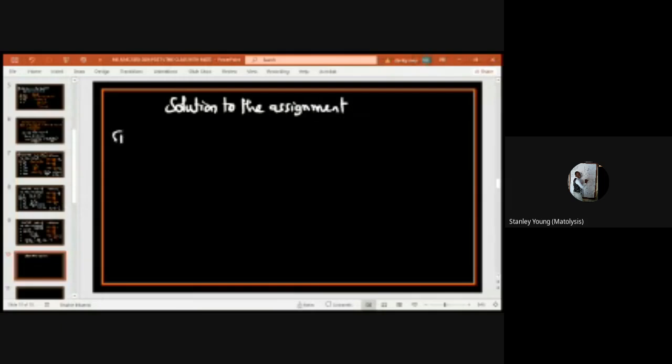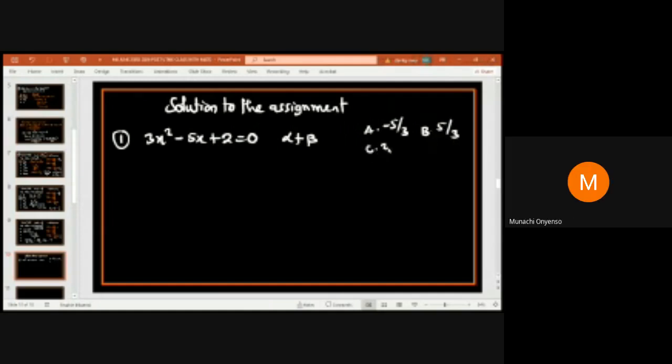So I'll be as fast as possible here. The first question says, if alpha and beta are the roots of 3x squared minus 5x plus 2 equals 0, find alpha plus beta. You can tell me the answer to this. The options given, we have minus 5 over 3. While I write the options, tell me the answer you got. Anybody? 5 over 3. Okay, 5 over 3.